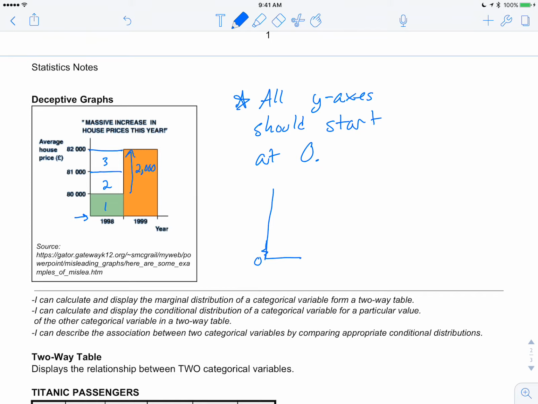It can be useful at times, but in this case, it's clearly deceptive, because if you look at the title, it says massive increase in house prices this year. So they are trying to use the word massive pretty loosely here, and that's not okay.